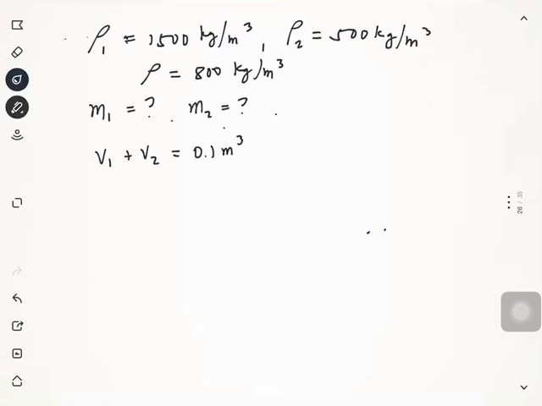We have also the volume of our container. We have volume 1 plus volume 2 equal to 0.1 meter cubed, and this is our equation 1 here.